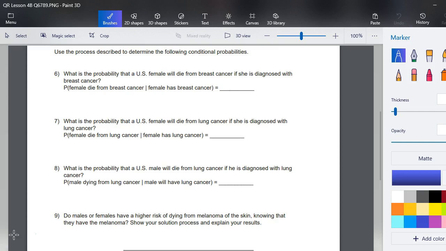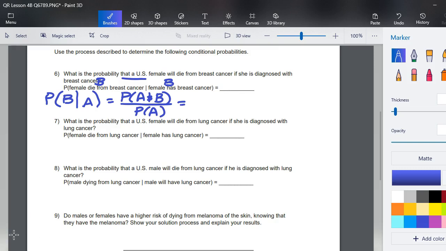Starting at question 6, what is the probability that a United States female would die from breast cancer given that she's diagnosed with breast cancer? So what's the probability that a US female is going to die from breast cancer given that she has already been diagnosed with it? The probability is that I'm female and I have breast cancer and I have died from breast cancer, divided by the probability that I'm female and I have cancer.